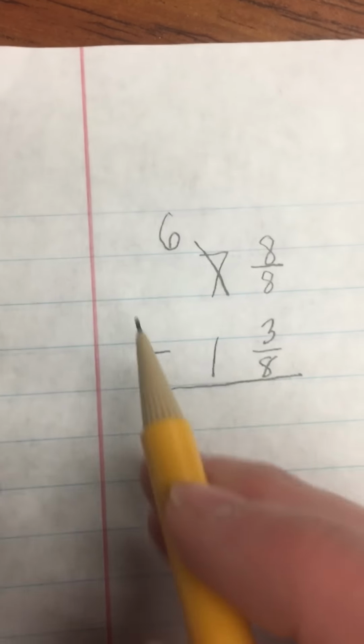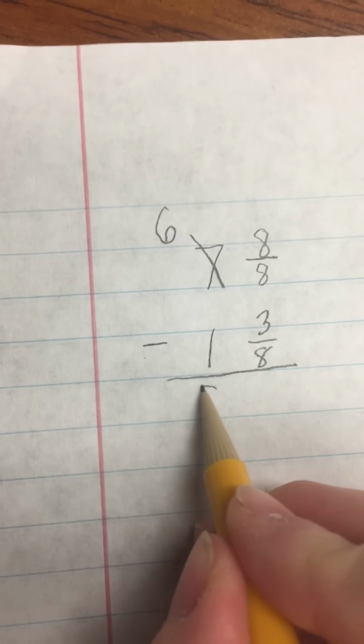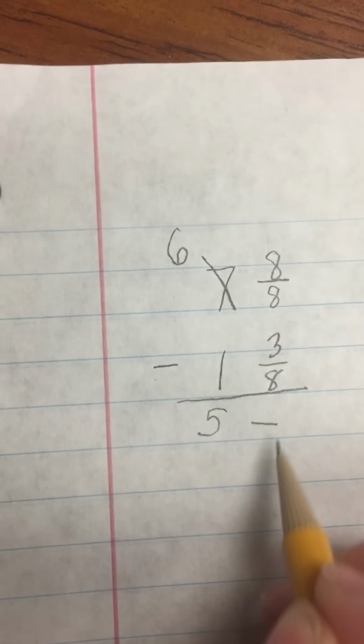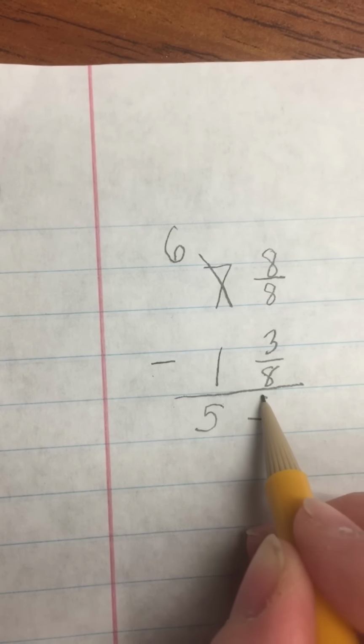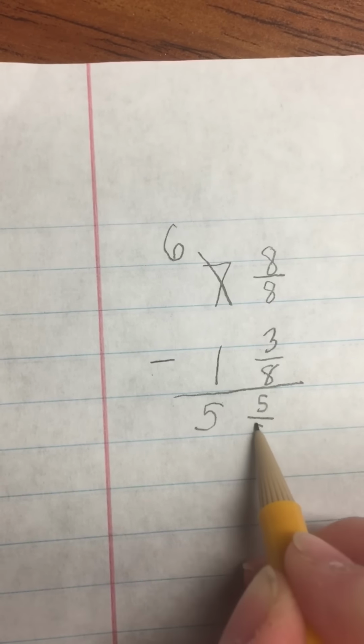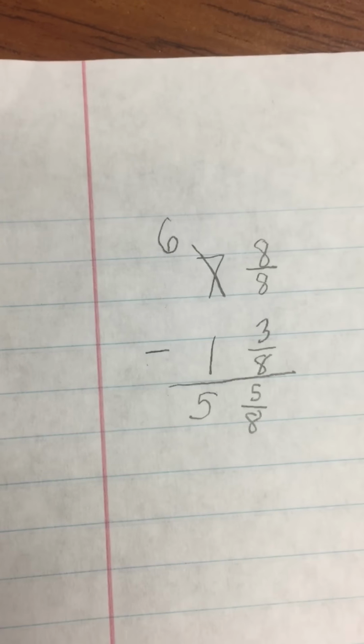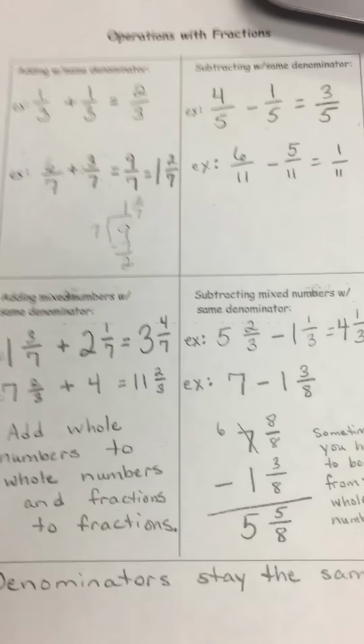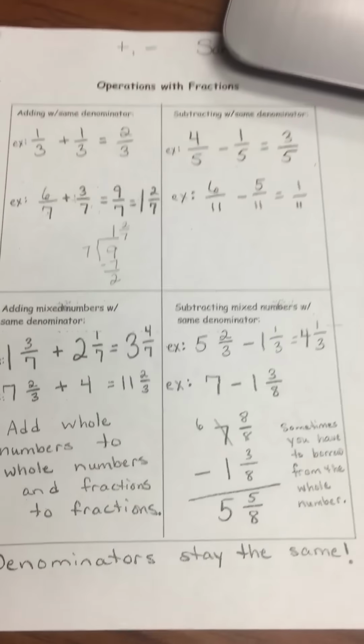And then I can subtract. 6 minus 1 is 5. 8/8 minus 3/8 is 5/8. So the answer would be 5 5/8. So that pretty much covers everything that has the same denominator.